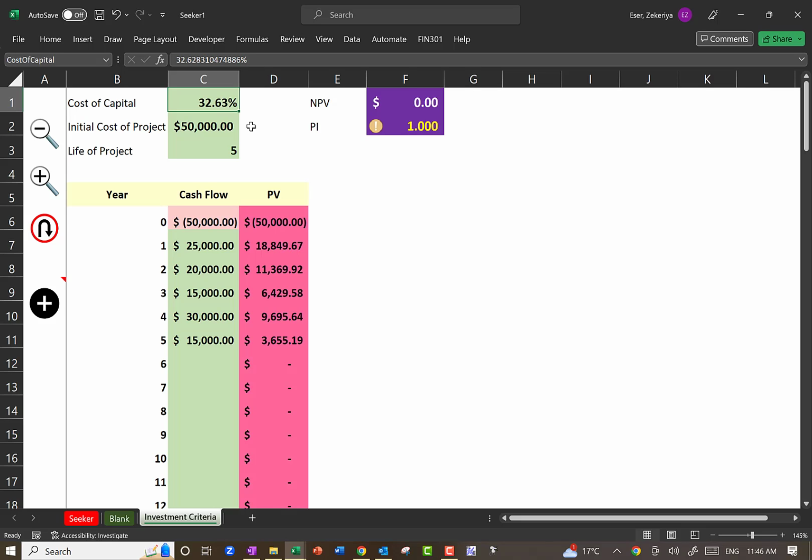But we're not going to do that. We will actually do the following. The function is IRR, and you use all the cash flows, including the initial one.